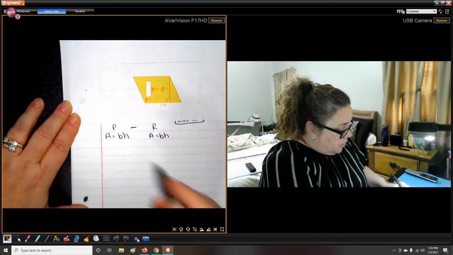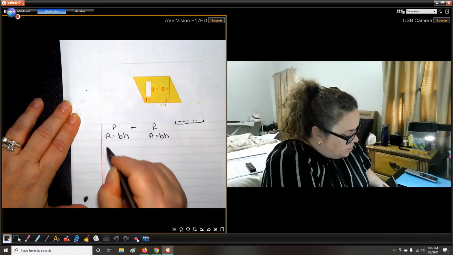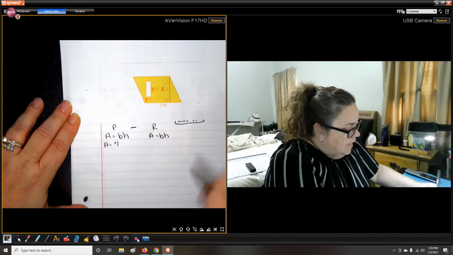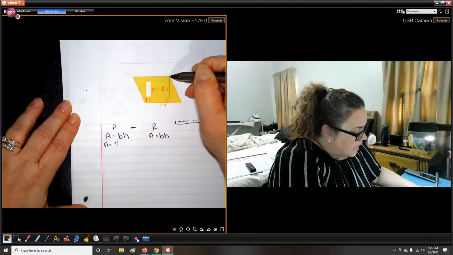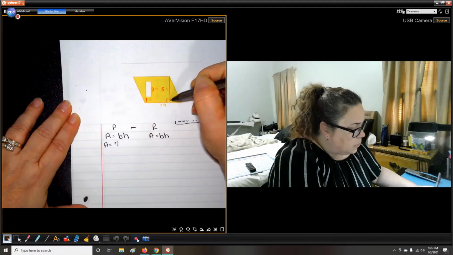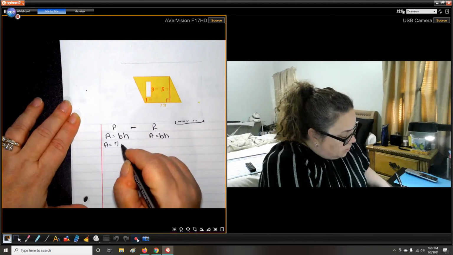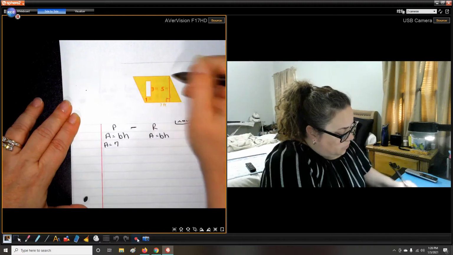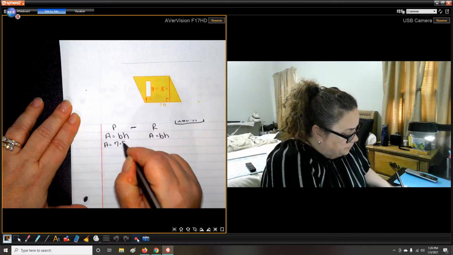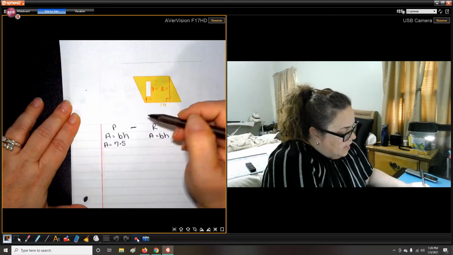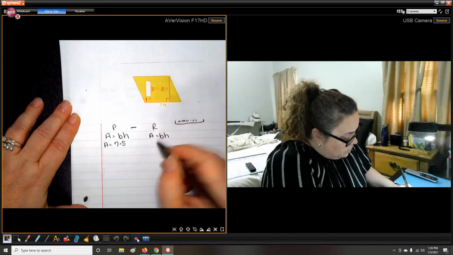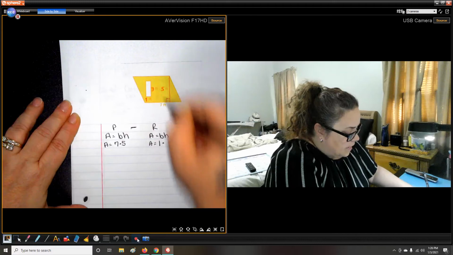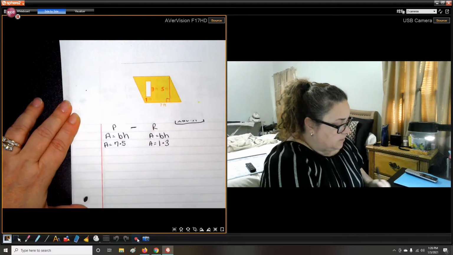Okay, so area equals base times height. So the base of my parallelogram is 7. The height of my parallelogram, remember I look for that line that looks like an H. In this case it's backwards, but it looks like an H. It goes from the base of the shape all the way up to its highest point, so that's my height, times 5. And then for my rectangle, my base is 1 times 3. Okay, now I solve them.